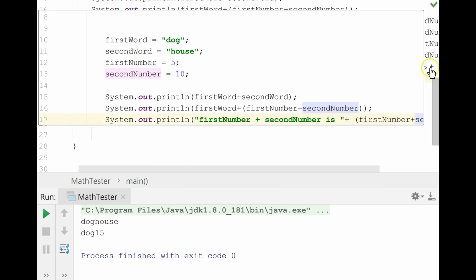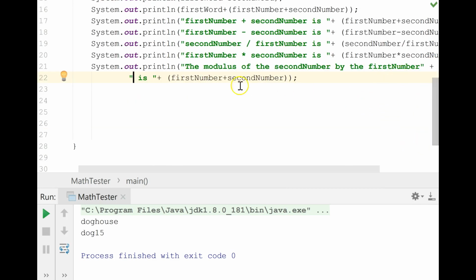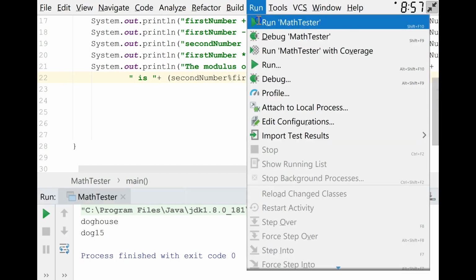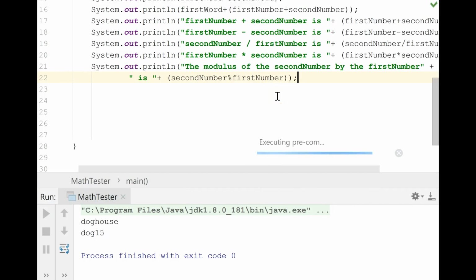Now notice here that this plus is outside of the quote, so that means it's concatenating. It's shoving those words together. And I'm going to do this. Second number modulus first number. All it is the remainder. Okay, that is all of our operations right there. Let's go ahead and run, and then we can play around with actually building some equations.